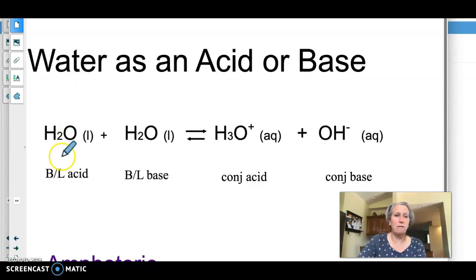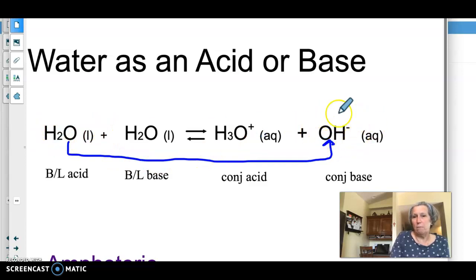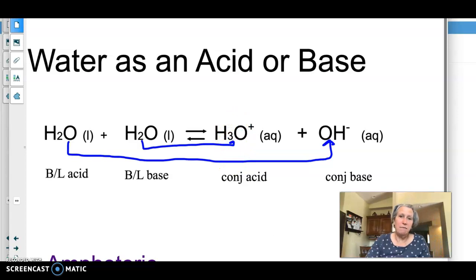Here, this water is acting like a Brønsted-Lowry acid, and it is connected to its conjugate base. It would give up one of its H's and become OH minus, a hydroxide ion. This water molecule will act as a Brønsted-Lowry base and accept a proton from this one, so it becomes a conjugate acid. That is a definition of what's happening there.